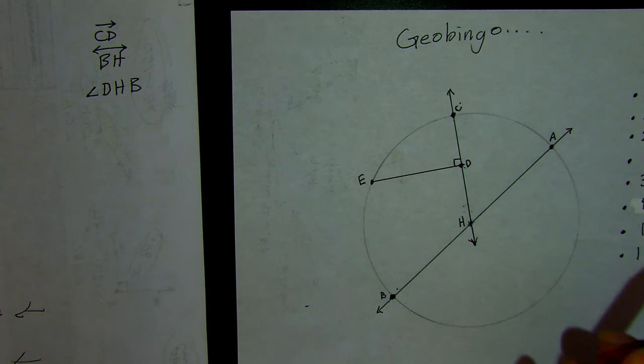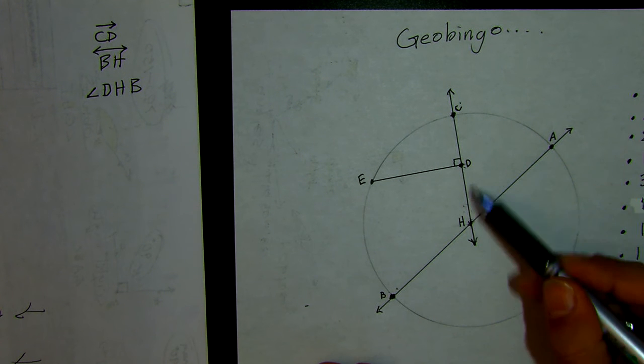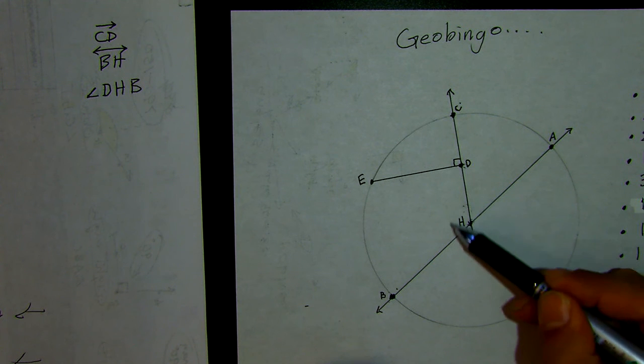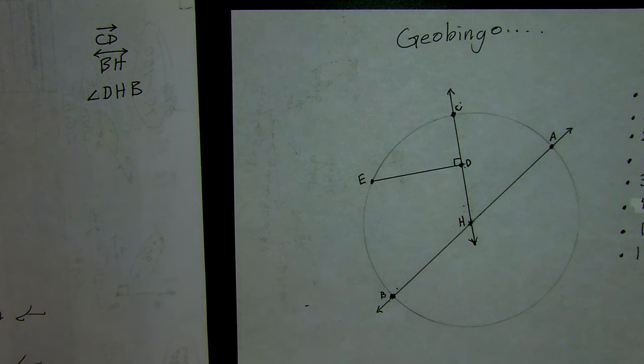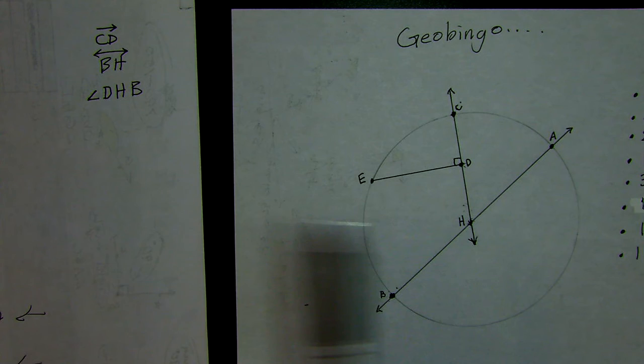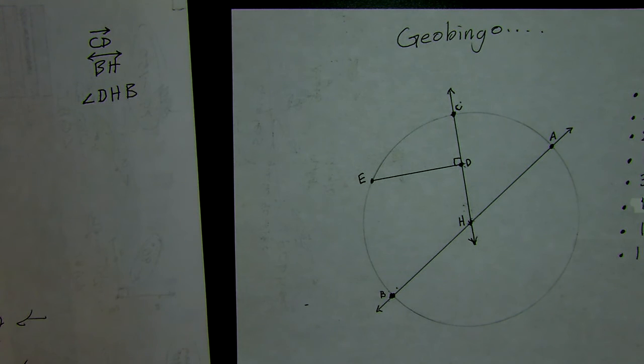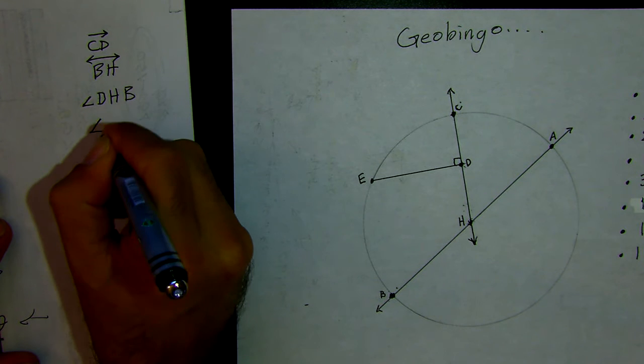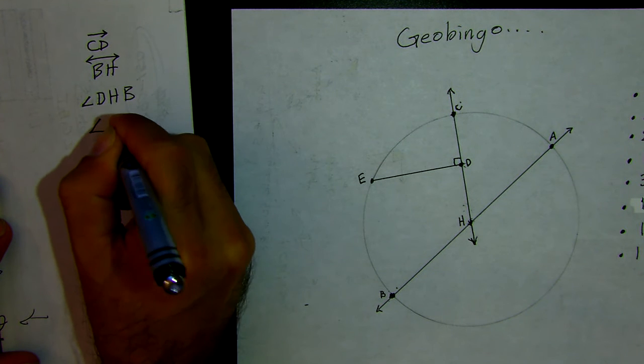Okay, it's again just talking about, look what the letters are talking about. It's talking about this angle right here. So I'm talking about that angle. It may have a different name than DHB, and we just talked about a bunch of them. All right, how about this one? Next roll, angle DHA.